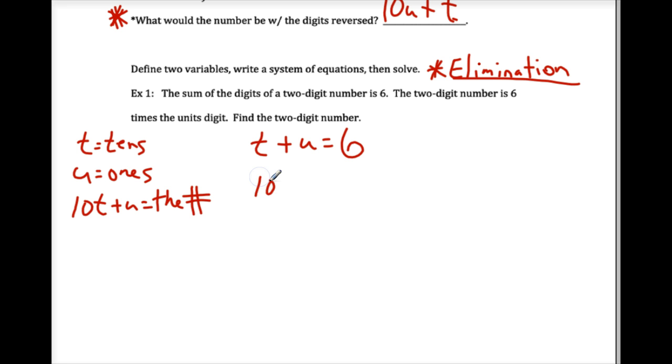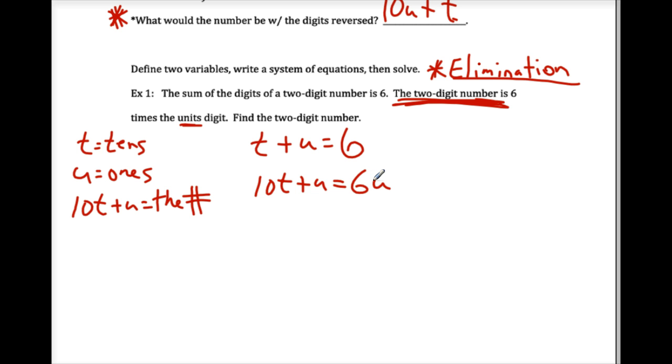So I'm going to write 10t plus u equals. That is this much. 6 times the units digit. How would you write the right side of that equation? 6u. 6 times the units digit. The units digit, guys, is the same thing as the ones digit. Okay? So it's 6u.